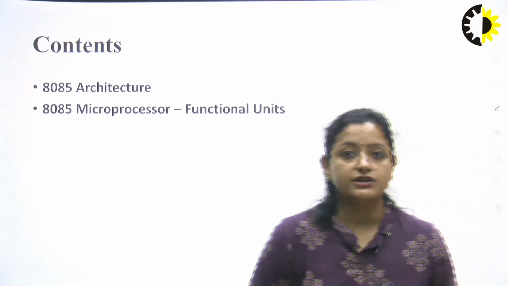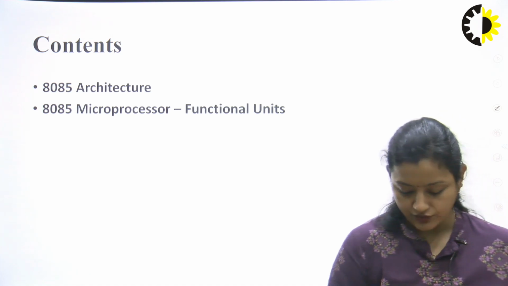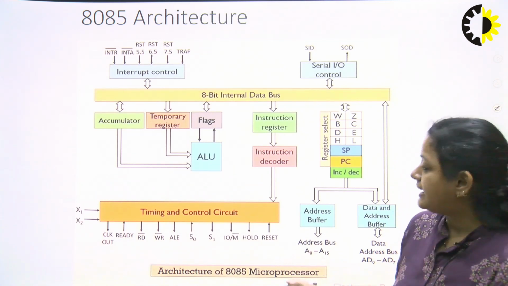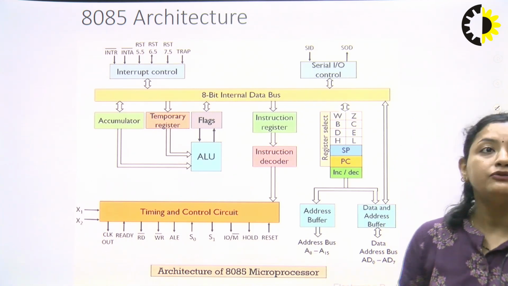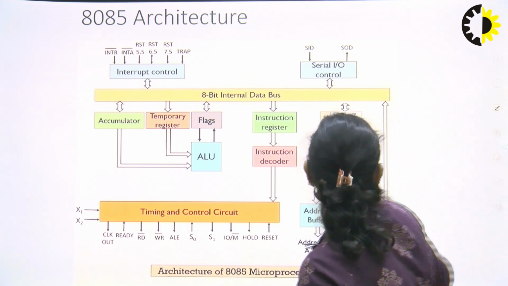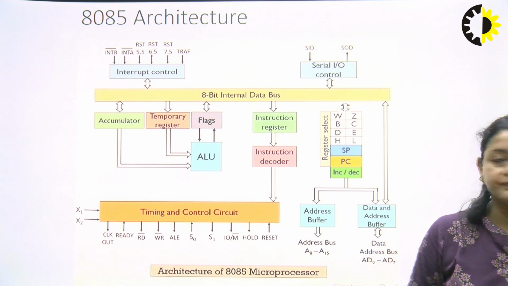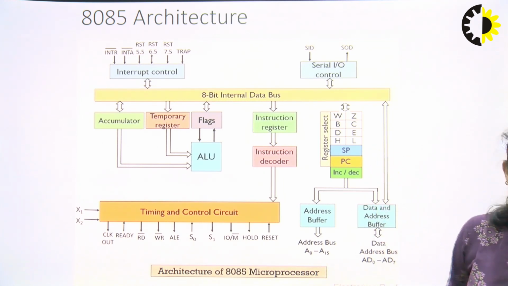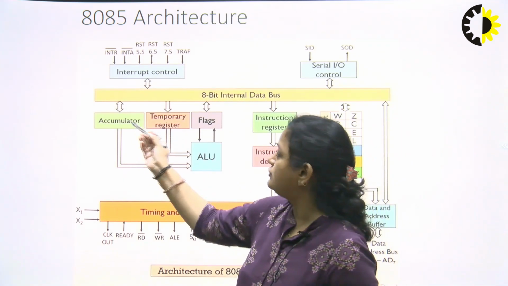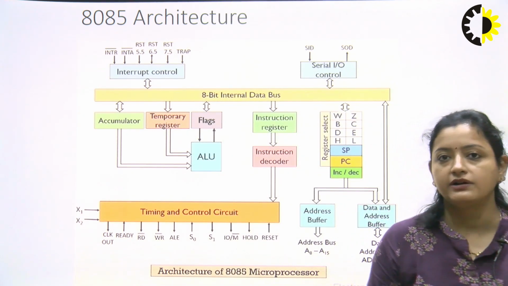So, in today's lecture, we are going to cover 8085 architecture and the functional units of 8085 microprocessor. Moving on to the topic, you can see that the entire architecture is actually divided into 5 main functional components. These functional units include, first of all, W, Z, B, C, D, E, H, L registers, stack pointer and program counter. Here we have instruction register, instruction decoder. Then we have accumulator, temporary register and flag. So all these registers make up the part of your register unit.